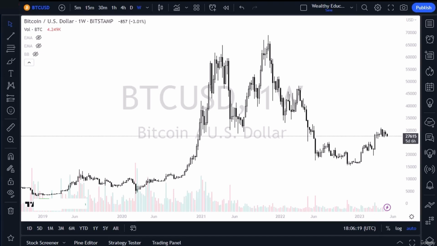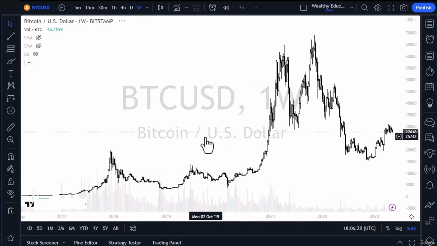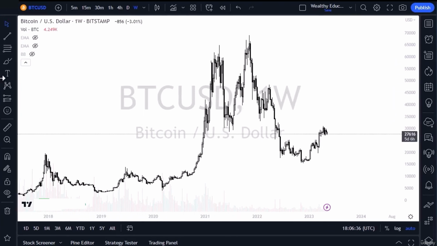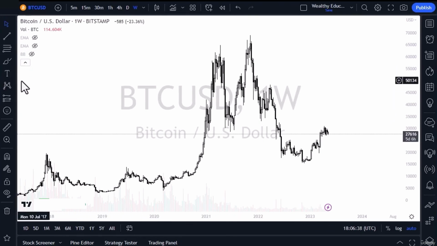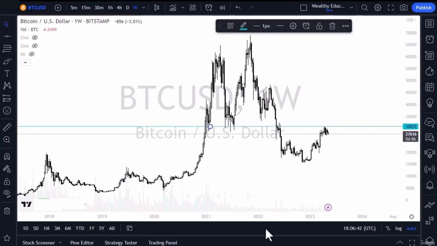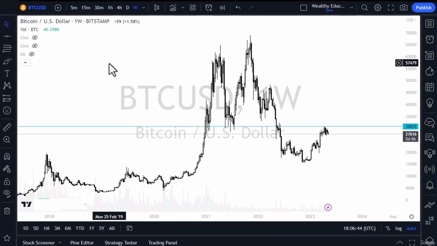So what I have in front of you is a weekly chart of Bitcoin. You can see that we've had a couple of bubbles that popped. There was this bubble here, this bubble. And now we find ourselves, you can take a look at this and you can make an argument that we're at an area around 30,000 that's crucial.